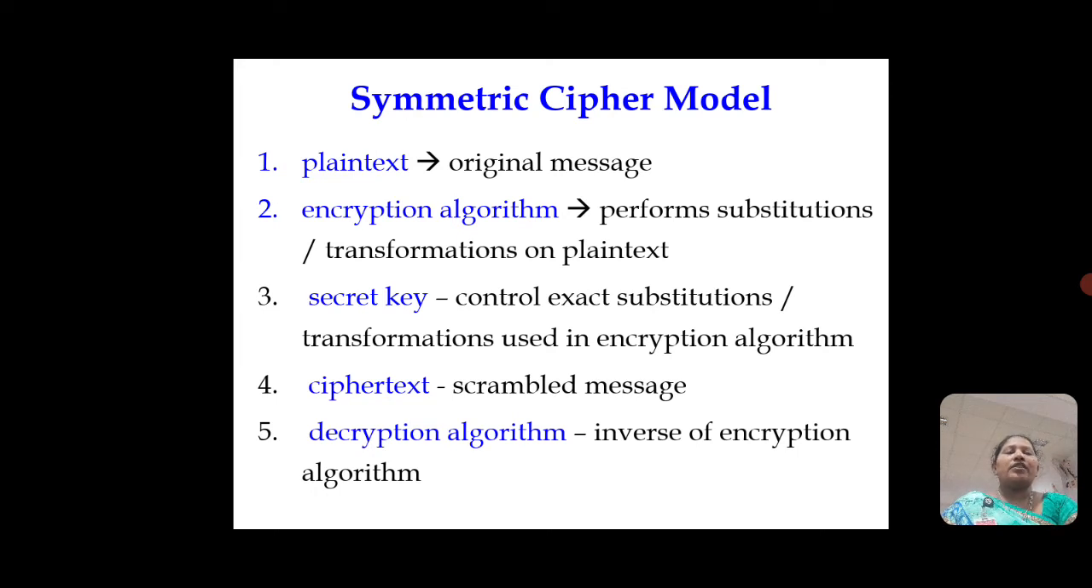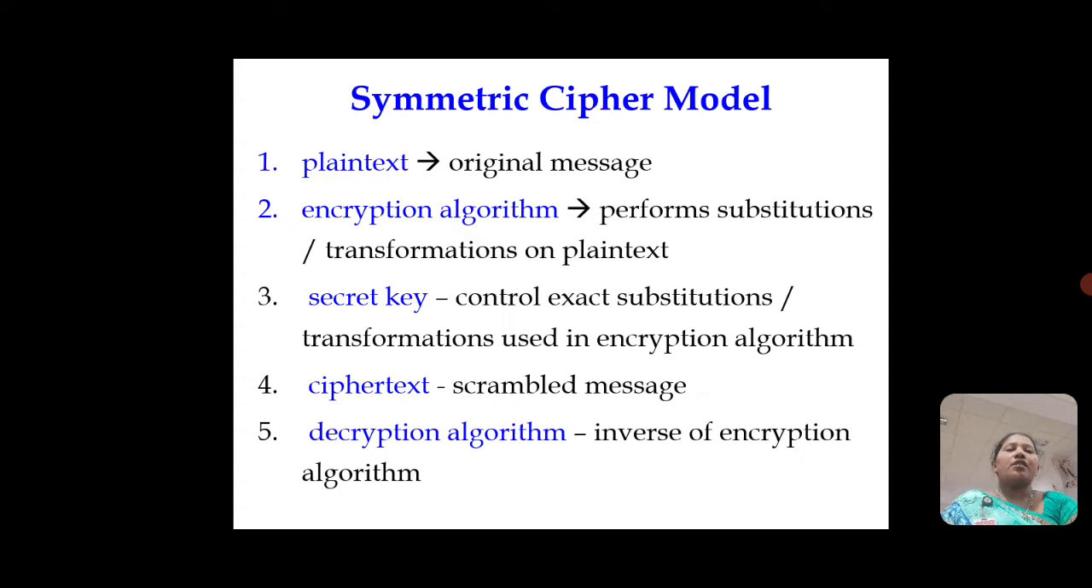These are some of the algorithms you will be using in order to convert your plain text to a ciphertext. And in that algorithm, you must use one key. That is the third step. You will be using a secret key, that is the private key. And in this encryption algorithm, you will be using a number of substitution techniques and transformation techniques that we will see later. And the ciphertext, as you know, is the scrambled or coded message.